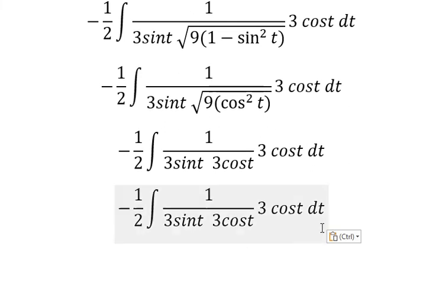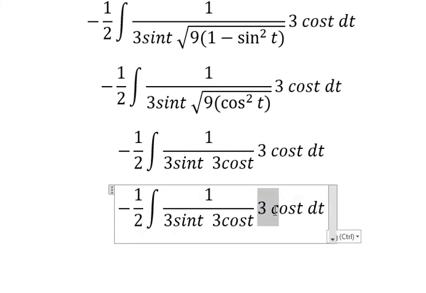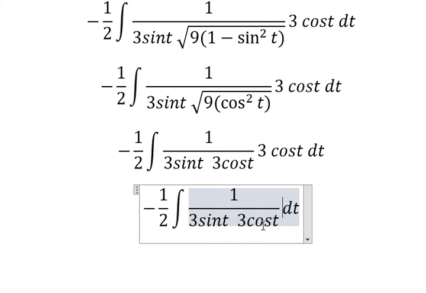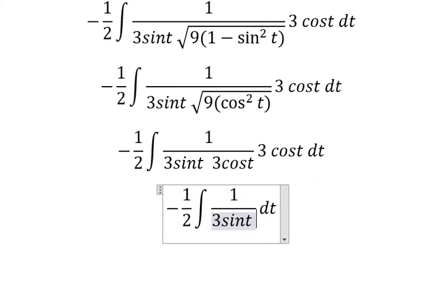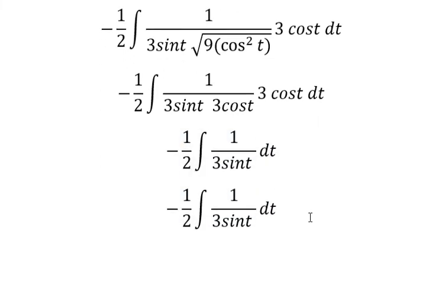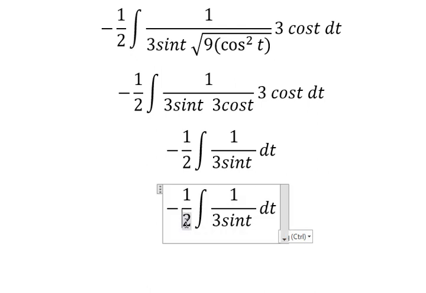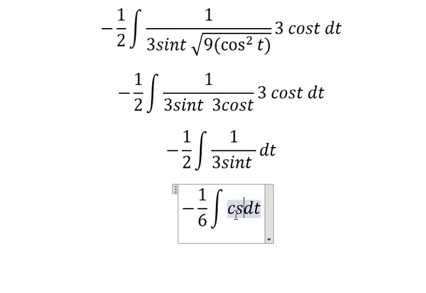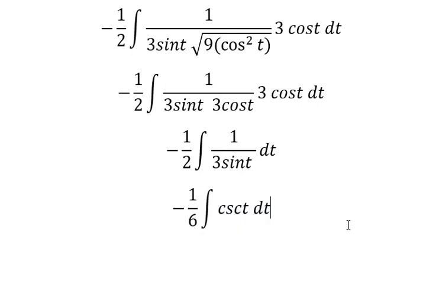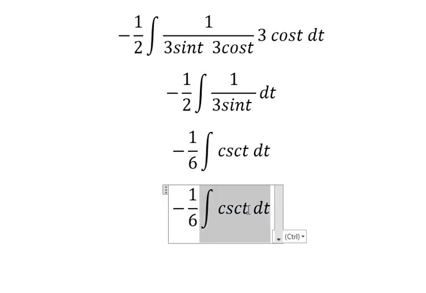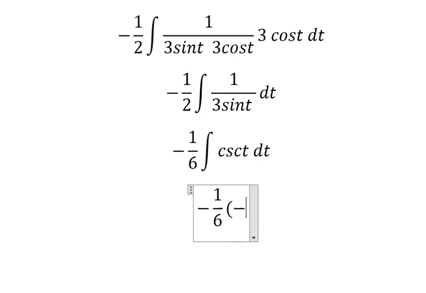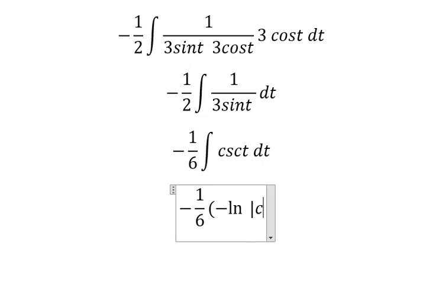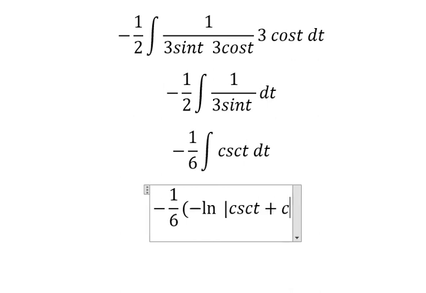And now we need to simplify 3 cosine t on the numerator and denominator. So number 3 and number 2, we have number 6. This one we have cosecant of t. The integration of this one, we have negative ln of the absolute value of cosecant of t plus cotangent t.